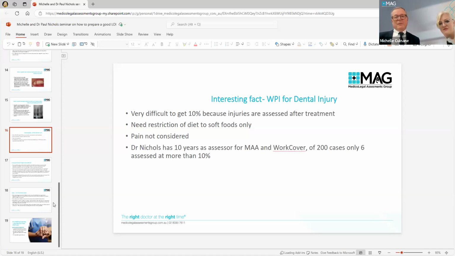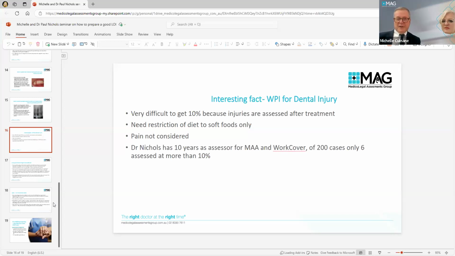But unless you're totally confined to soft food, for instance, you can't get it up to 10%. And the other thing is pain is not considered. Patients have had their teeth all fixed, and they have the best possible treatment, but they still have pain when they eat. That's not to be considered because it's a functional thing. They can still eat, but it hurts. Well, to me, that's a disability impairment. Yeah, absolutely. But the way the rules are at the moment, you can't get compensated for having pain.